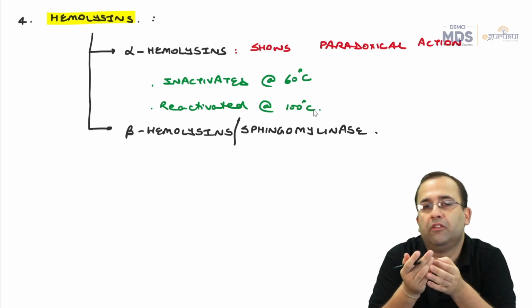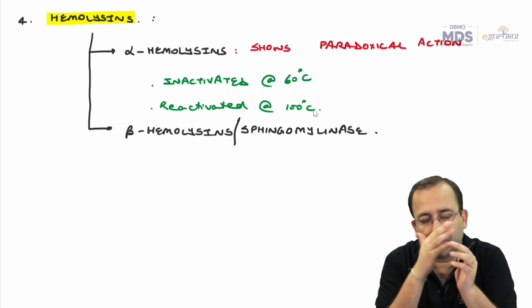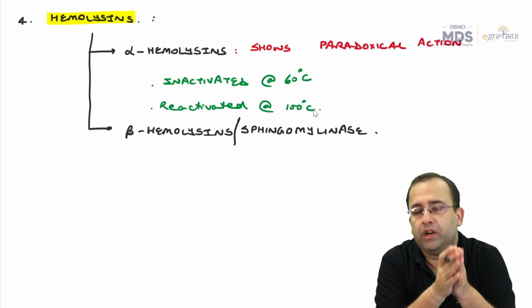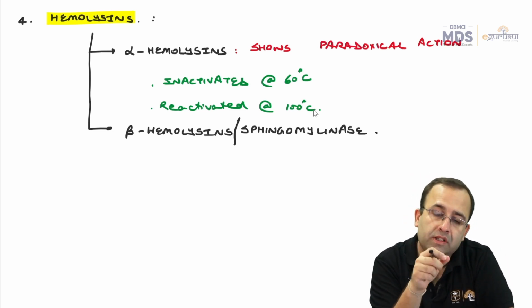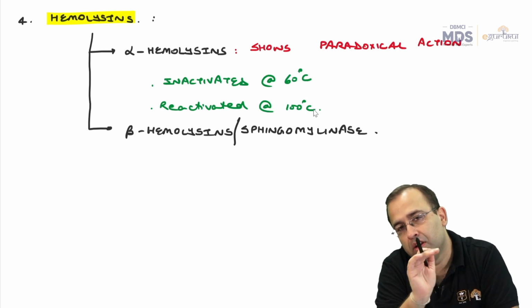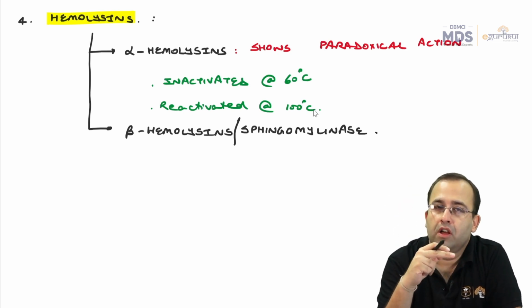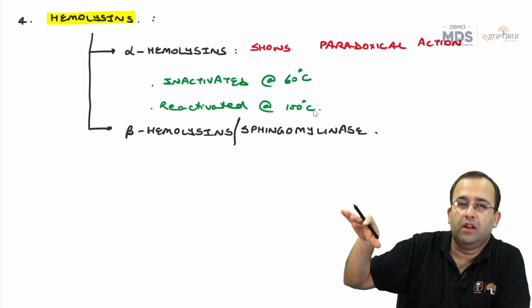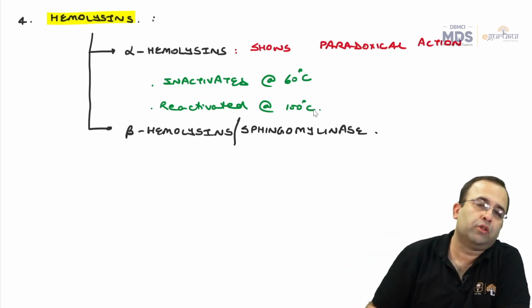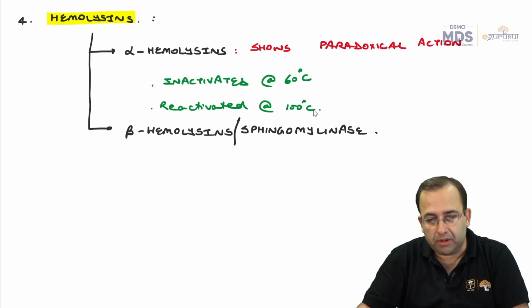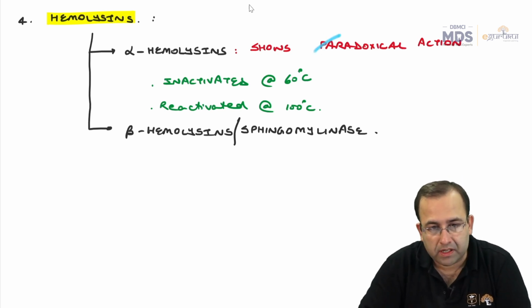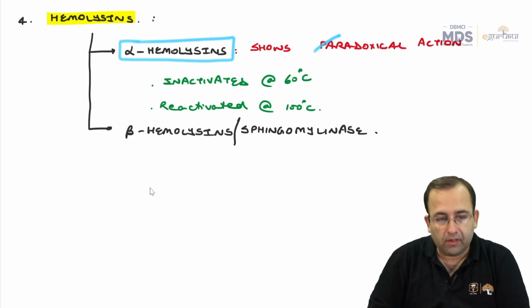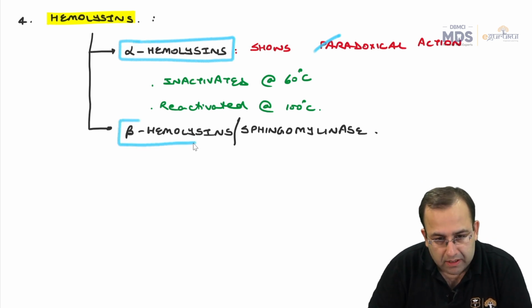So they are paradoxical. Nobody will ask you why this happens. I'm just verbally saying it, I'll not write it for you. What happens at 60 degrees is that toxin binds with antitoxin, so they become inactivated. But when we further heat it to 100 degrees, the antitoxin is released, leading to the free effect of toxin. Doesn't matter. They show paradoxical action. That is alpha hemolysin versus beta hemolysin.